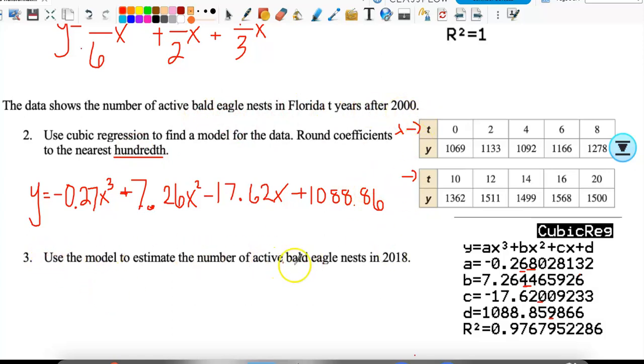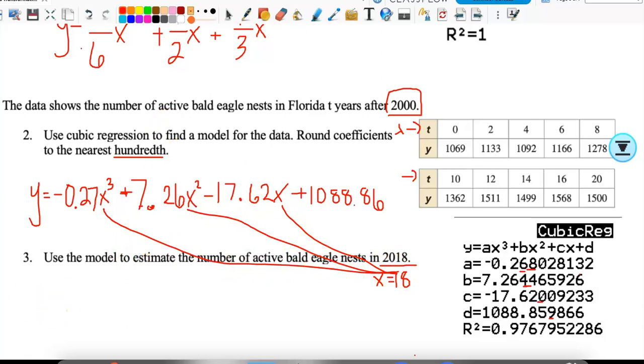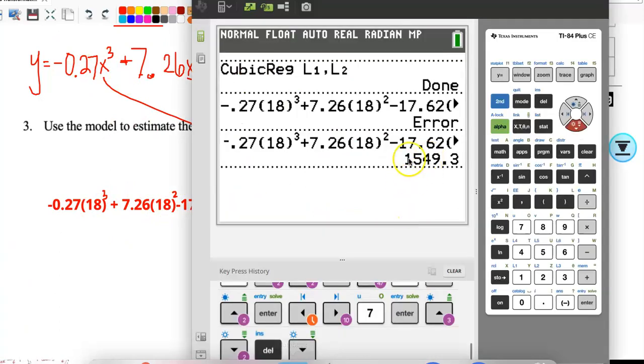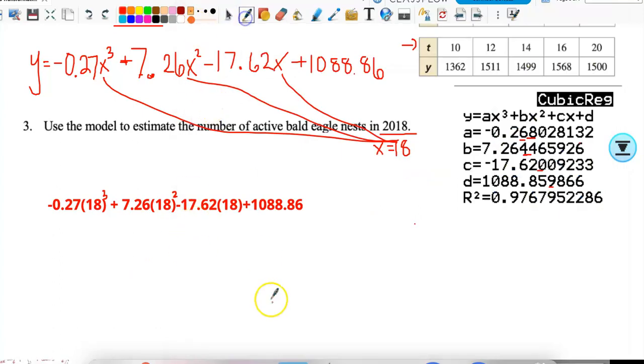We can use our model to estimate the number of bald eagles in 2018 by replacing, but I need to figure out how many years 2018 is from 2000, and that would be when your x is equal to an 18, or when your t is equal to an 18. So I'm going to plug in 18 here, and here, and here to get an answer. So after substituting 18 for all of your x values and typing it in your lovely calculator, you will get 1,549. We can't have 0.3 of a nest, so that would be my answer.